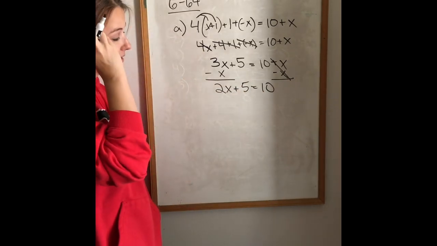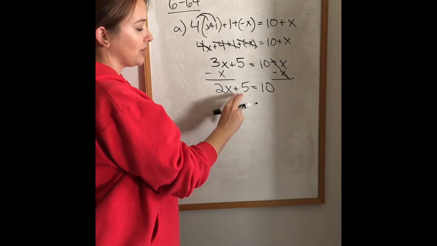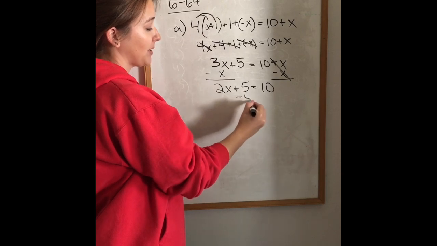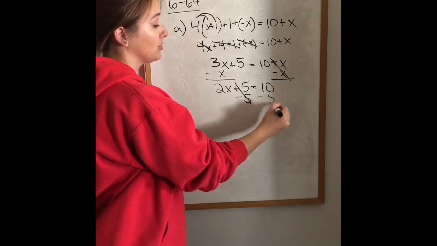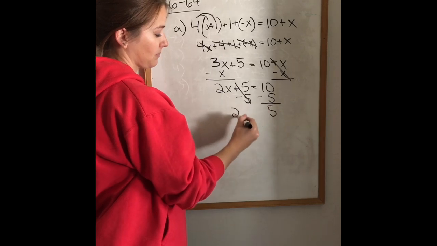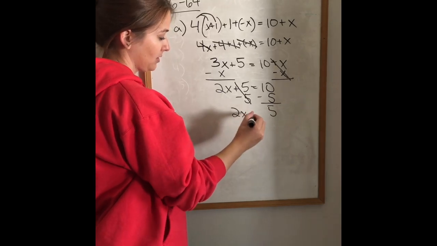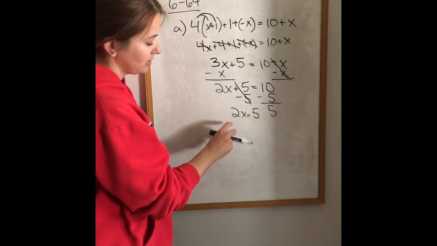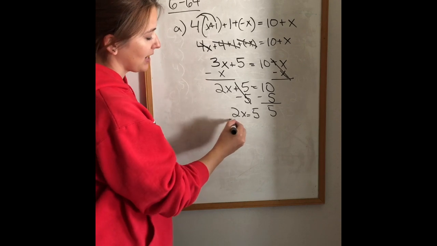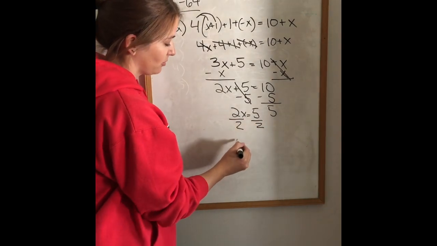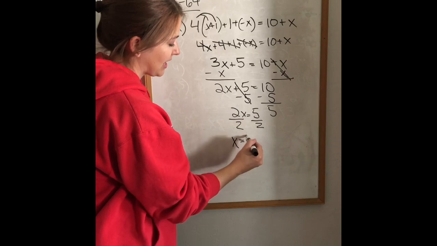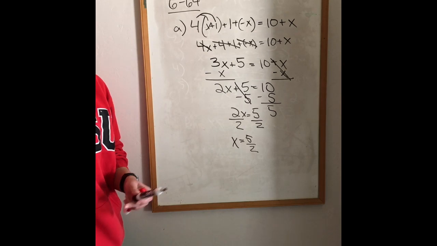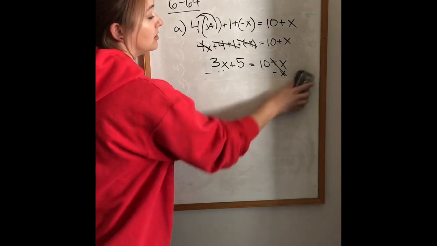The next thing I did, again, I need x by itself, and it's not by itself yet. It's still got this 5. So I want to get rid of a positive 5 by subtracting a 5 from both sides. And you'll notice it's not going to be a nice whole number at the end. To get x by itself, we need to divide by 2 on both sides, and we're left with x equals 5/2 or 2.5. Either works. All right, moving along.